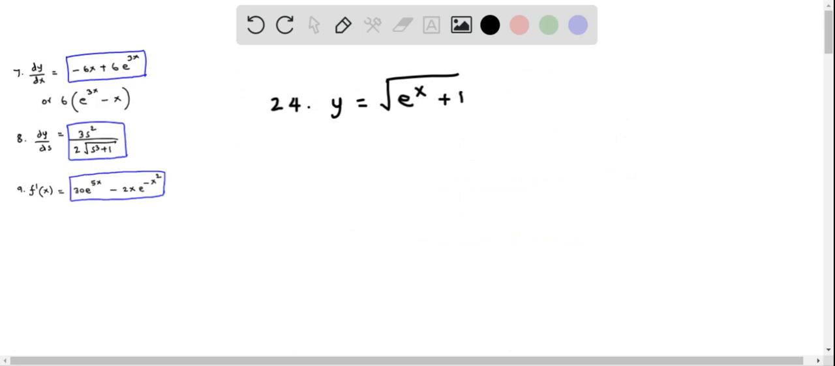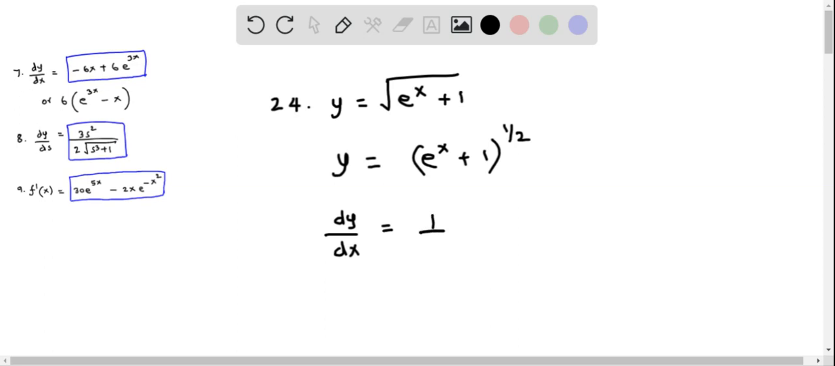Let's do question 24. Here we have the function y equals square root of e^x + 1. So I'm going to rewrite this as y equals (e^x + 1) raised to the power of 1/2. So let's find the derivative, that is dy/dx equals, first we apply the power rule to find the derivative of (e^x + 1) raised to the power of 1/2.